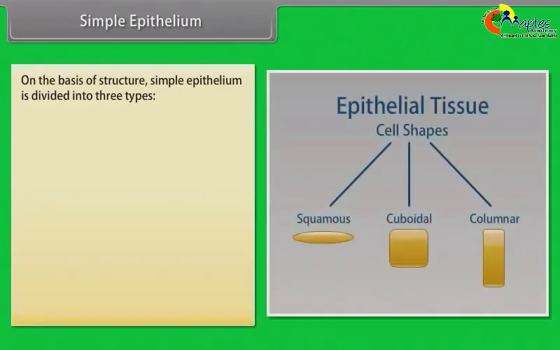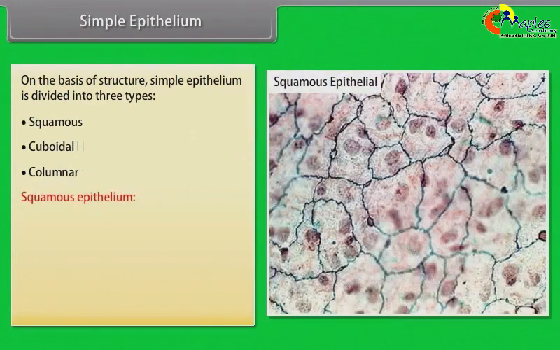Simple epithelium. On the basis of structure, simple epithelium is further divided into 3 types. They are squamous, cuboidal, and columnar. Squamous epithelium.